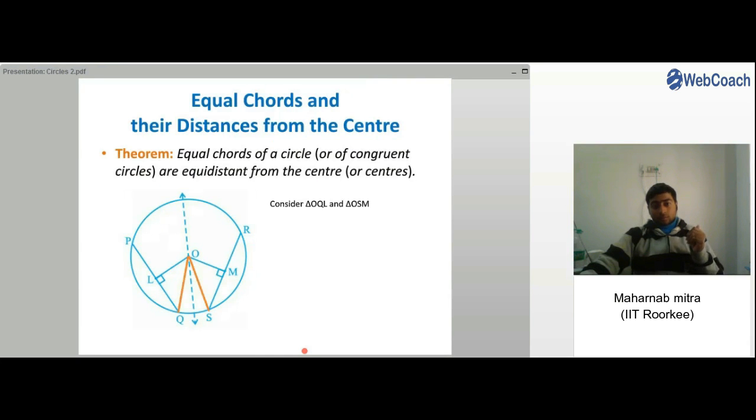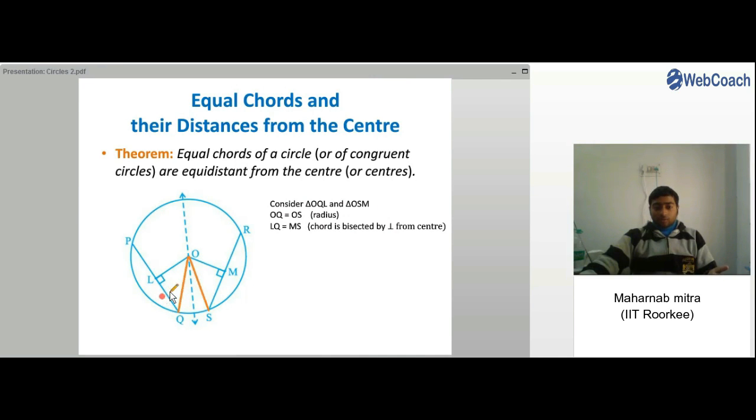Now how can we show this? So for this we again do some simple constructions, right? We join OQ and OS, as you can see. Now let us consider these two triangles formed by it, triangle OQL, this one, and triangle OSM, this one. Now here you can see OQ equals OS, right? Because their lengths are equal to the radius of the circle, right? Because Q and S are at a fixed distance from the center, which is the radius. So we get OQ equals OS.